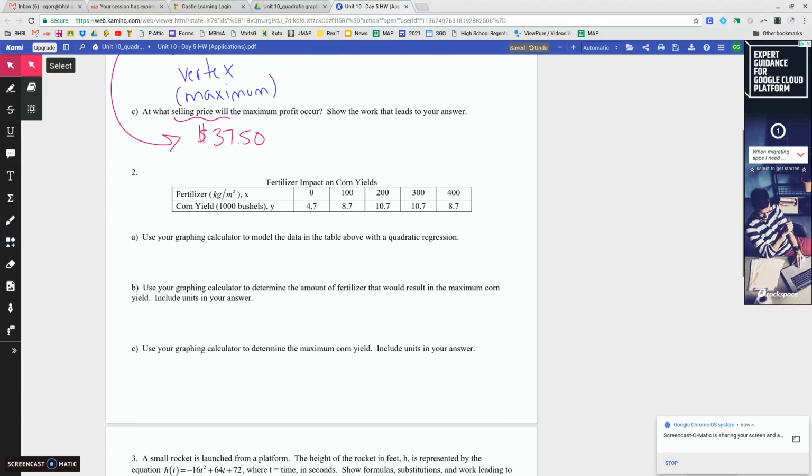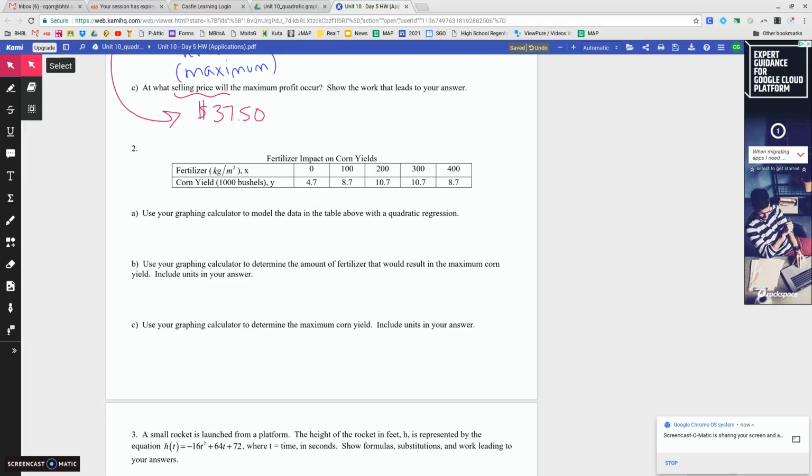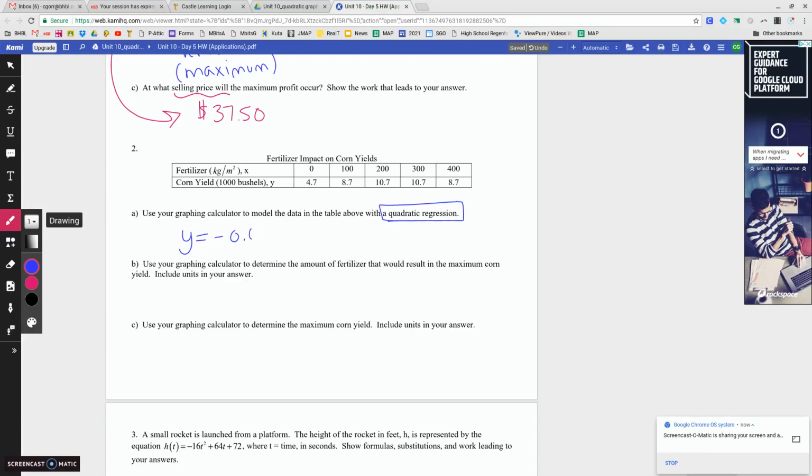Okay, question 2. Using your graphing calculator, model the data in the table above, and it says to use a quadratic regression. So enter all of the data into the calculator and run a quadratic regression. I'm going to pause the video for a moment. We end up with negative 0.0001x squared plus 0.05x plus 4.7.